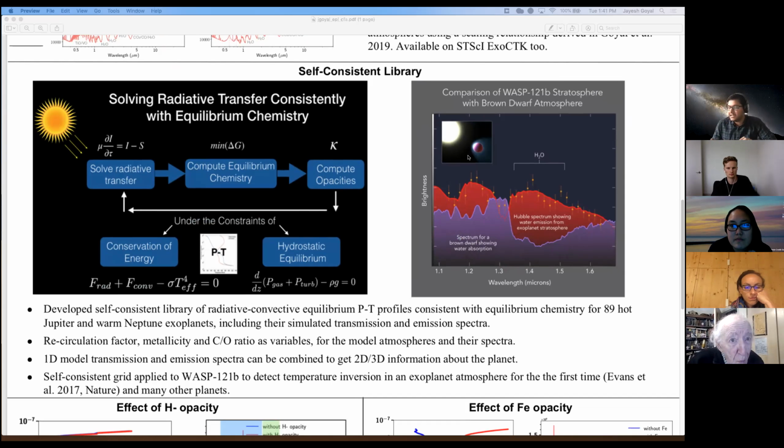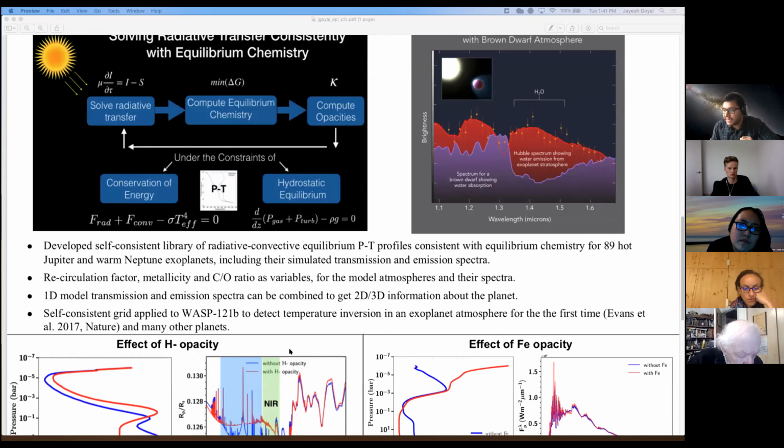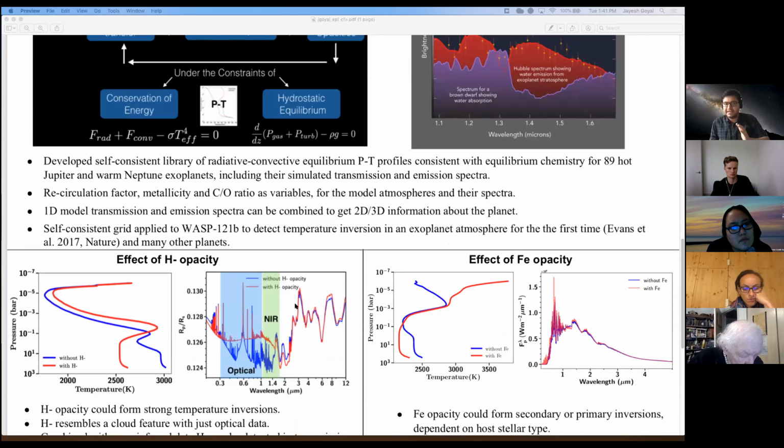You can clearly see the figure here on the right-hand side. The red colored area shows the spectrum, the data points for WASP-121b, which is the Hubble WFC3 G141 spectrum, and it is compared with a brown dwarf spectrum to show what it means to have a thermal inversion in a spectrum. When you have a thermal inversion, you will have a PT profile that looks something like this. It starts lower in the atmosphere, decreases, and then starts increasing, as you can see here.